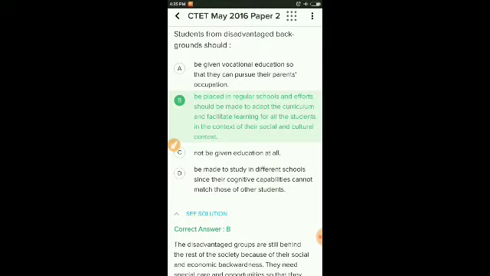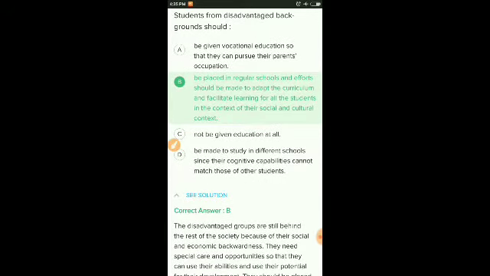Already, the students from advantaged backgrounds have a much broader prospect of life than these disadvantaged background students. That's why the education system should try to place these disadvantaged background students in regular schools.